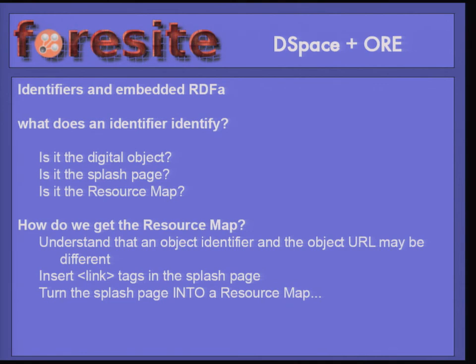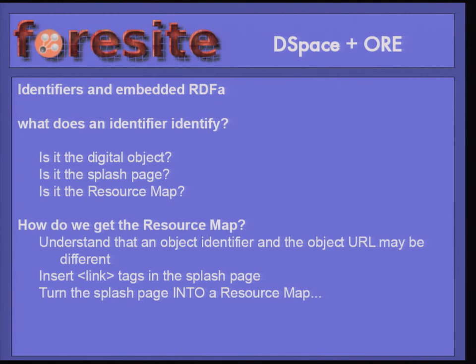So we scratched our heads for a bit, and there are a few suggestions in the ORE community as to how to go about this. But I think we added a new one, which I will talk to you about on the next page. But basically, we certainly insert link tags into the headers of the user interface now, so that if you retrieve a DSpace splash page, there is a link to all of the possible serializations of the resource map for that page. And it's tagged rel equals resource map, so you know what you're looking for.